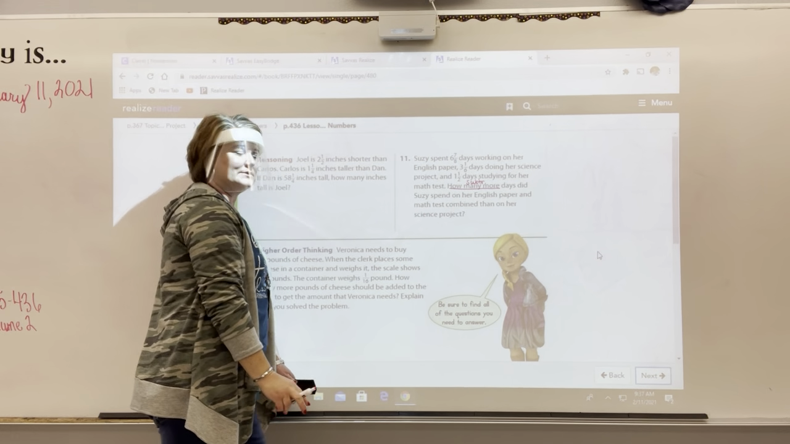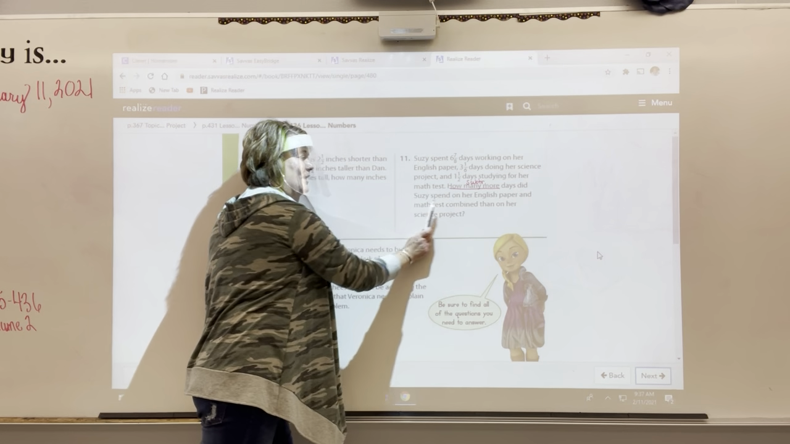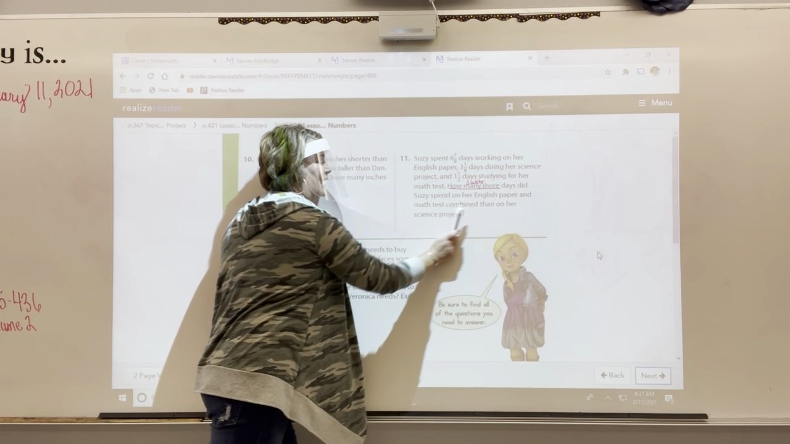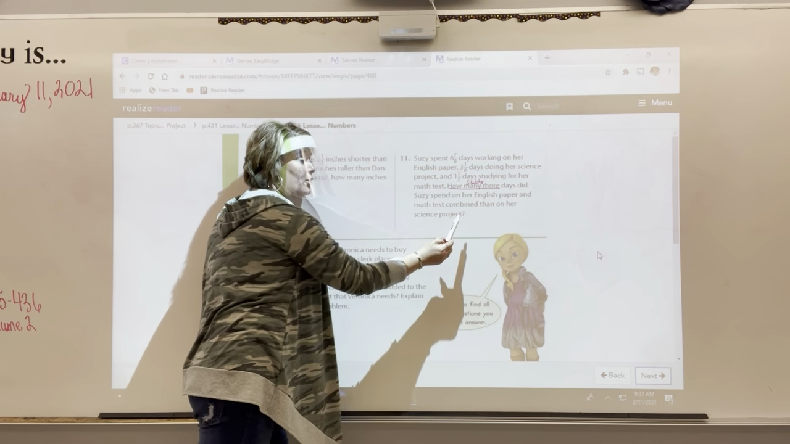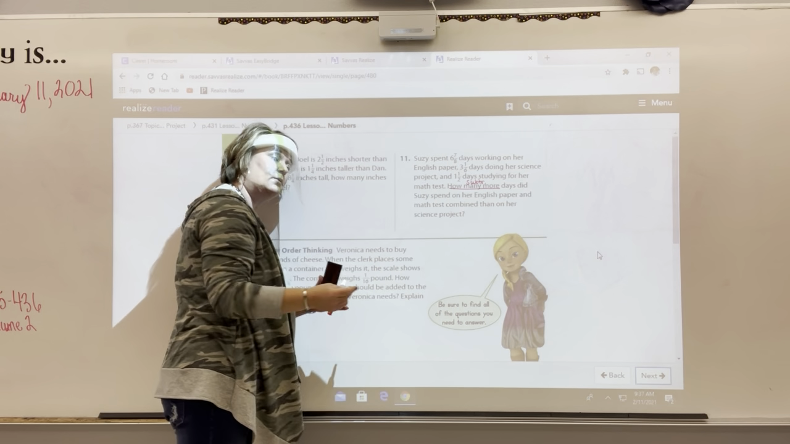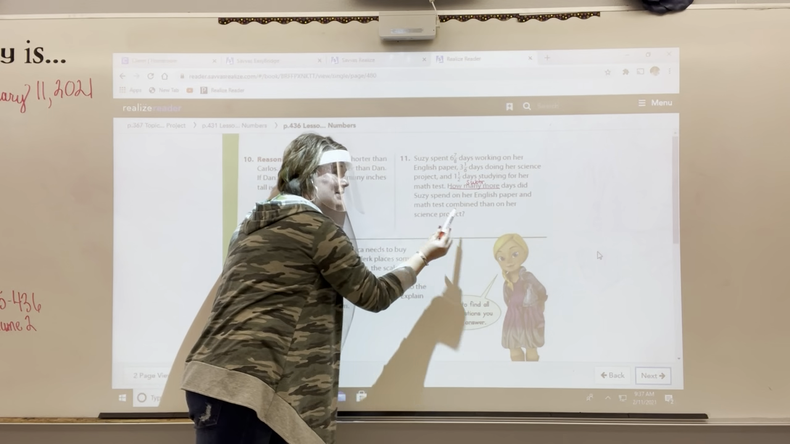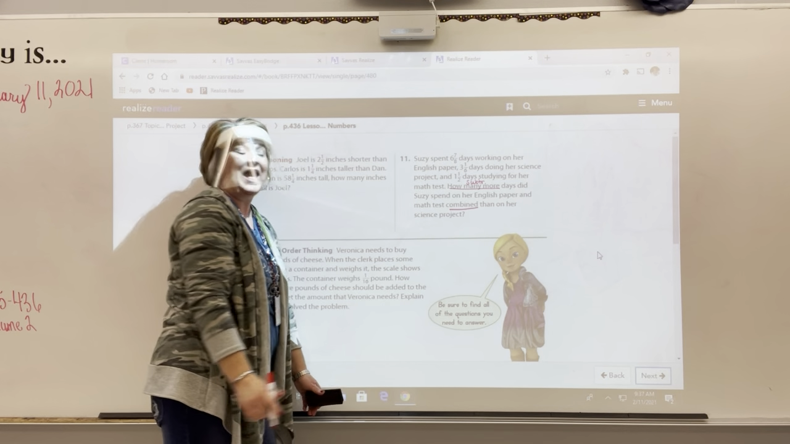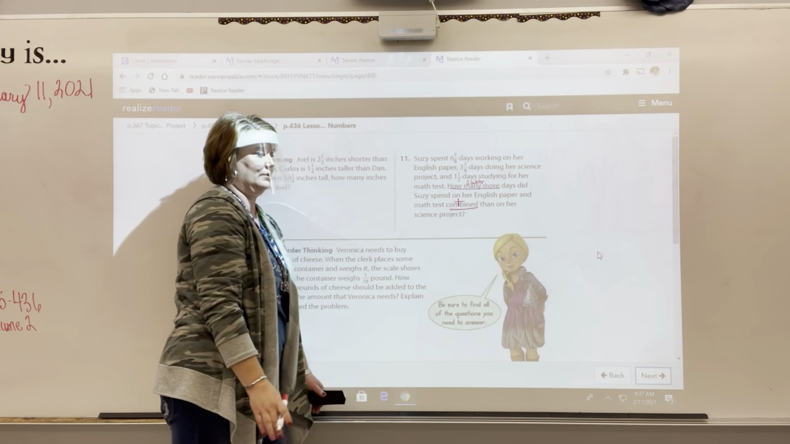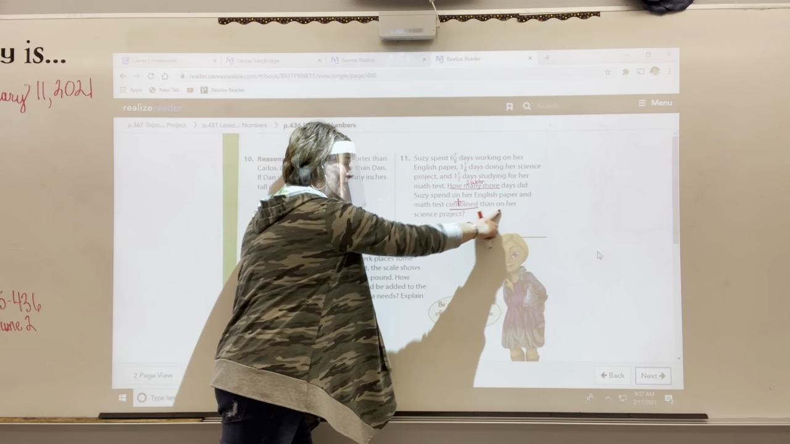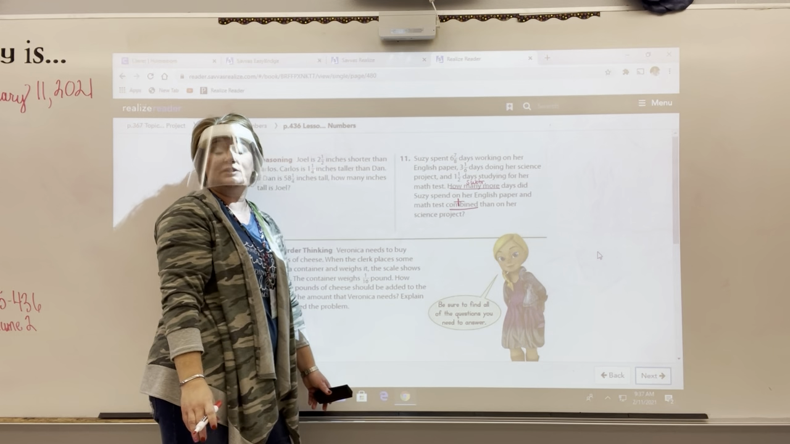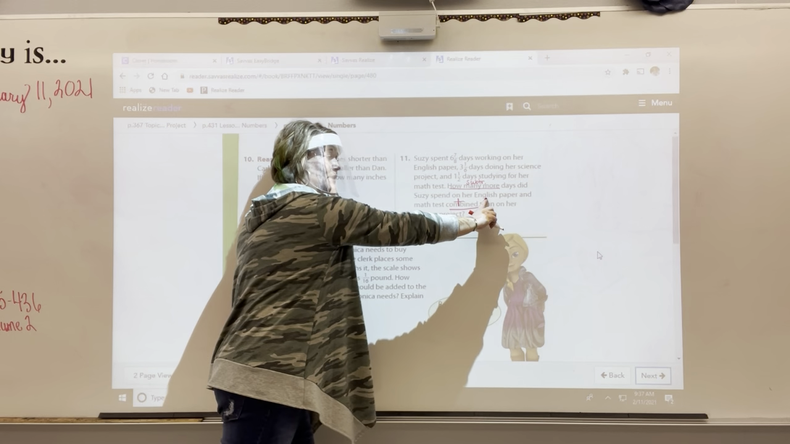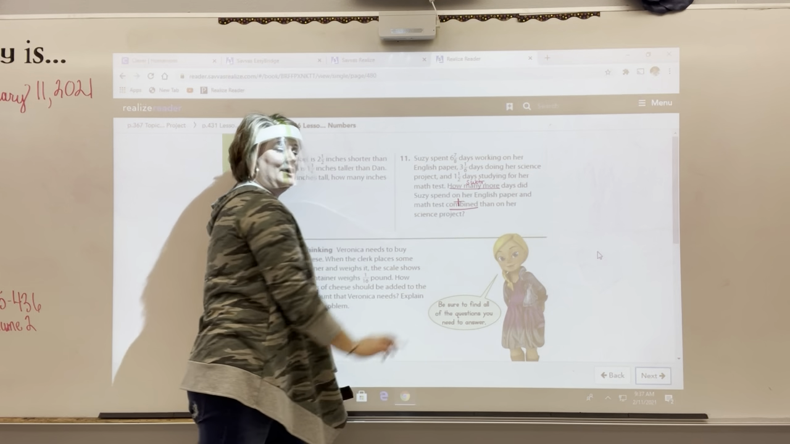Well, wonder what we're subtracting. Let's see. How many more days did Susie spend on her, what does this say? English paper and what? Math test. There's one more word right here. Come on, wake up. English paper and math test, what word does it say right here? Combined. What does combined mean to do? Add. So put a plus sign on top of that. Then her science project. So we're going to eventually have to subtract, but we have to combine something first. English and what? Math. That's what we have to combine.